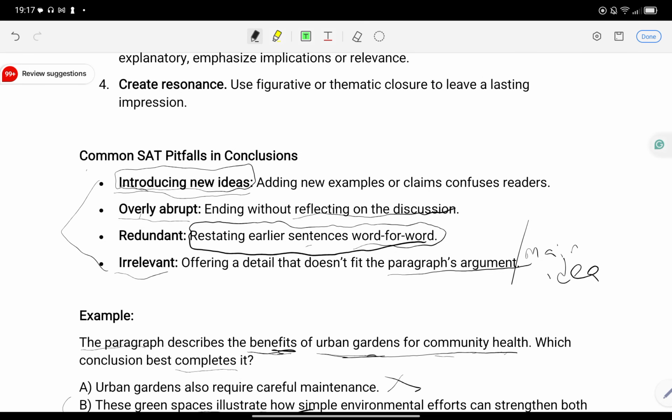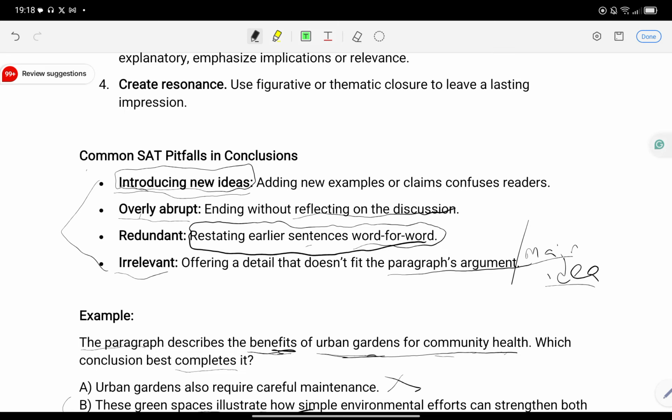So it should not restate word for word, and it should not be irrelevant. It shouldn't offer a detail that does not fit the paragraph's argument. Because if it offers a detail that does not fit the paragraph's argument, then obviously it is irrelevant. By argument, we're saying main idea.